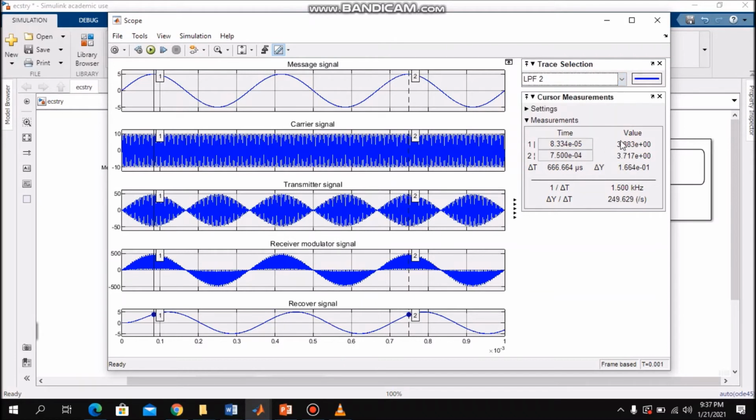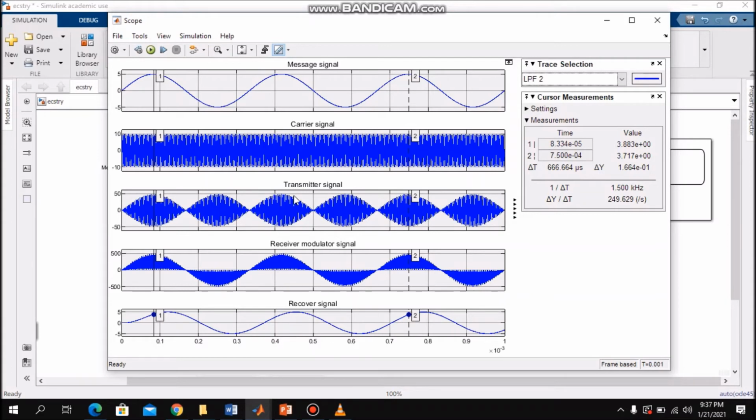at 3.8383 volt, where we can see that based on both waveforms, message signal and recover signal, there is only slight difference between them.